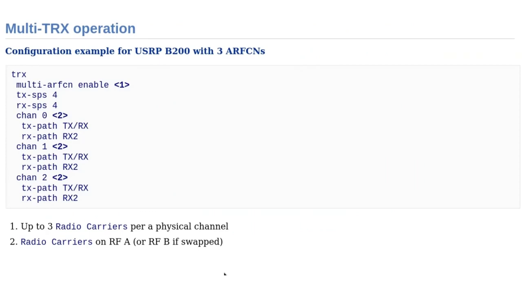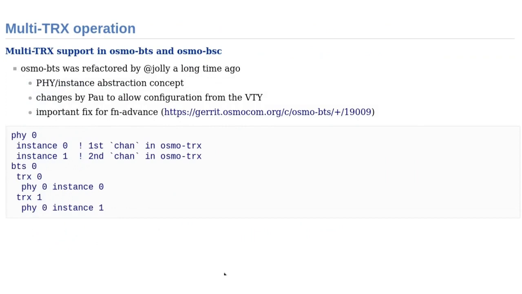In Osmo BTS, there was a lot of code refactored by Julius a long time ago, and there was this really nice abstraction concept of the PHY and instance. Thanks to some fixes by Pau, we can now specify the number of transceivers dynamically in the config file. Before that, you had to specify the number of transceivers using a command line argument, which is quite ugly.